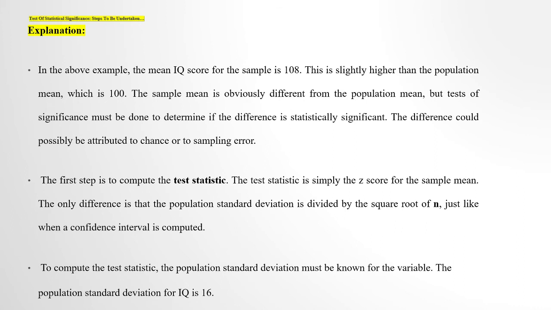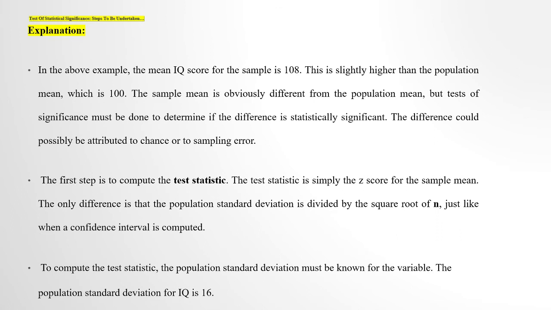Now what does this mean? We have already seen that the mean IQ score for the sample is 108, which is slightly higher than the population mean, which is 100. So the sample mean is obviously different from the population mean, but a test of significance must be done to determine if the difference is statistically significant or not. The difference could possibly be attributable to chance or to some sampling error.